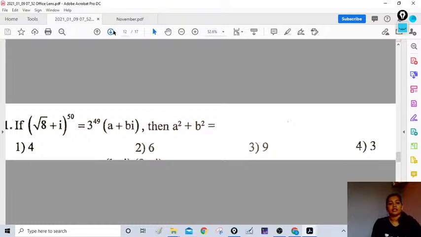So here you have the next question. If root of 8 plus iota raised to the power 50 is equal to 3 raised to the power 49 into a plus iota b, then what will be the value of a square plus b square?